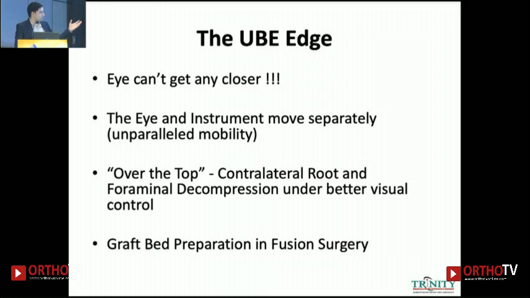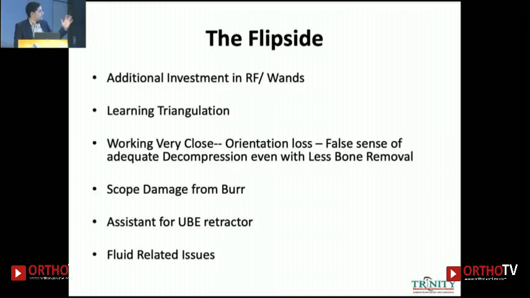It's unparalleled mobility. The over-the-top decompression and the foraminal decompression are under better visual control, and end plate preparation for a fusion surgery is under better endoscopic control. The flip side is that you have to additionally invest in RF probes. You have to learn triangulation. Sometimes when you're working so close, there is loss of orientation, and even when working so close, you get a false sense of an adequate decompression even with less bone removal.